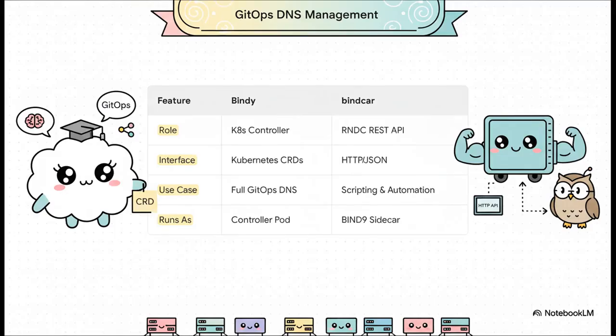So let's be super clear on the roles here. Bindy is the brains of the operation. It's the Kubernetes controller that understands the GitOps workflow and watches your CRDs. And bindcar, that's the muscle. It's the sidecar that provides that critical RNDC to HTTP API. Bindy talks to bindcar, and bindcar talks to Bind9. Two separate tools working together in perfect harmony.